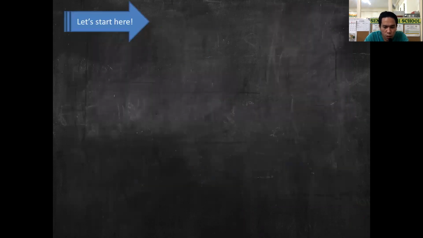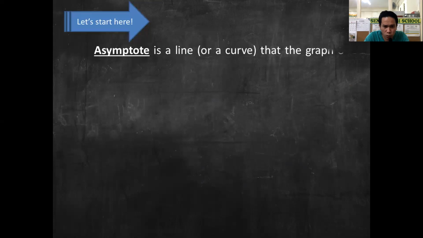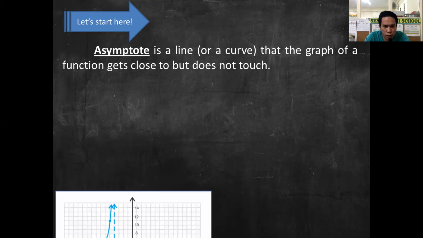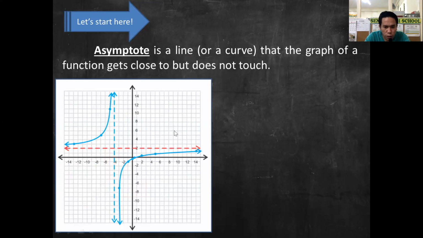So let's start here with this definition. An asymptote is a line or a curve that the graph of a function gets close to but does not touch. So para maintindihan yan, let's have this illustration. This is an example of a graph of a rational function. Kung nakikita niyo yung broken lines na yan, yan yung ating asymptote line. Kung napapansin mo yung ating graph, parang malapit na siya sa broken lines na yan, pero it will never touch. So yan ibig sabihin ng asymptote natin.